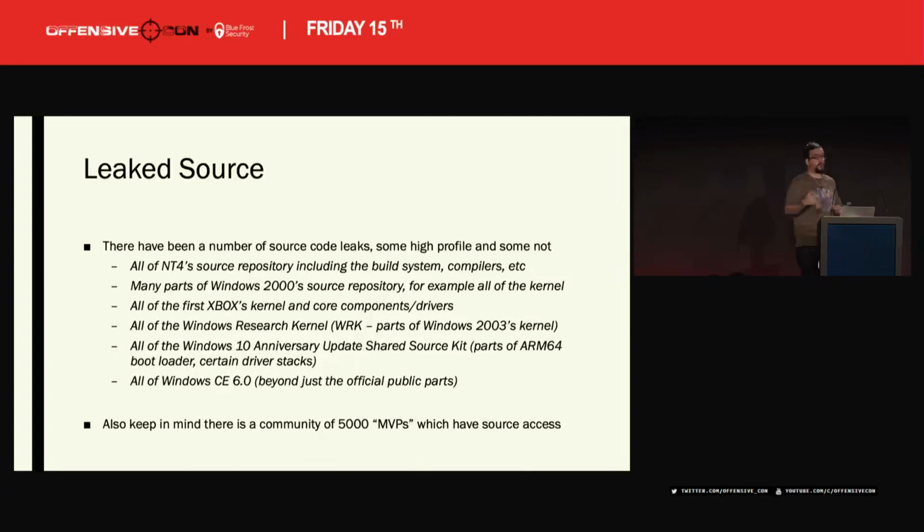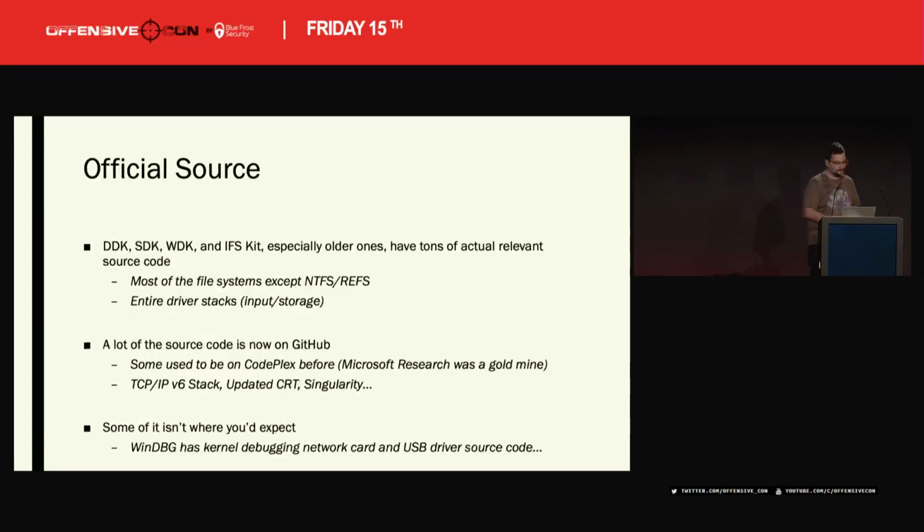But you need to understand there's a lot of information out there that is actually in leaked source code people can get. And then there are about 5,000 Microsoft Most Valuable Professionals, MVPs. They all have the ability to request source access to all of Windows, right? I don't think they do illegal stuff with it. I don't think they share it incorrectly, but every MVP has access to that.